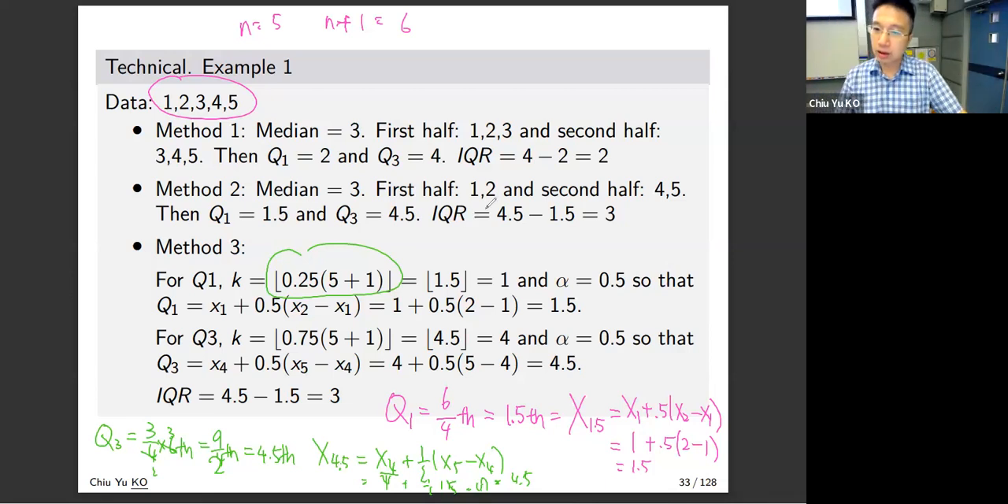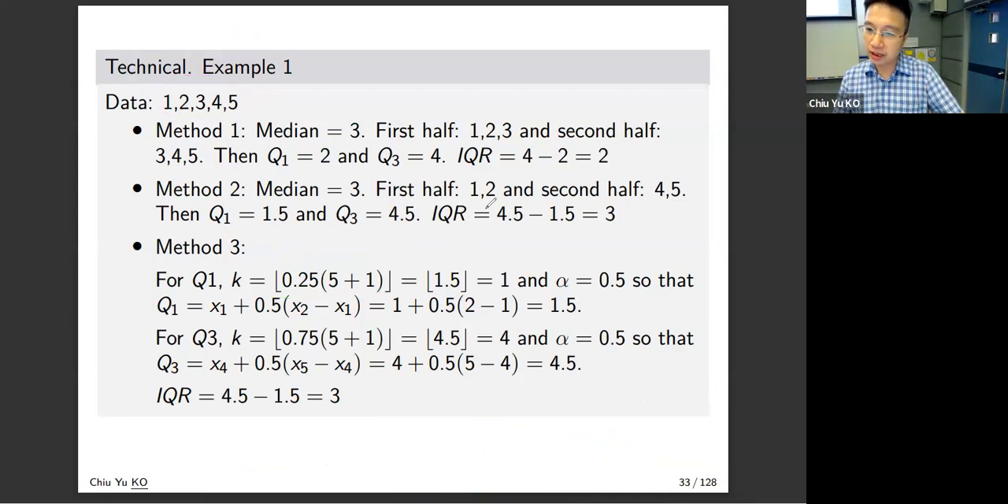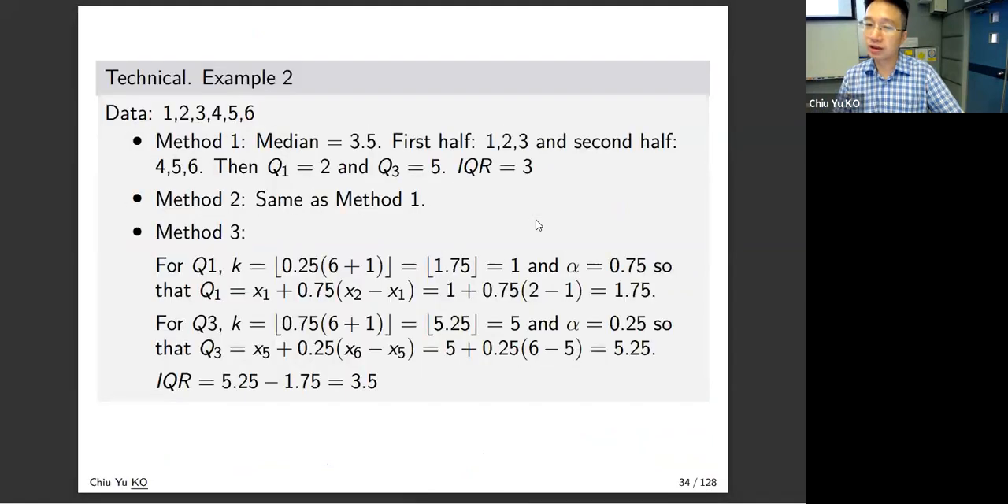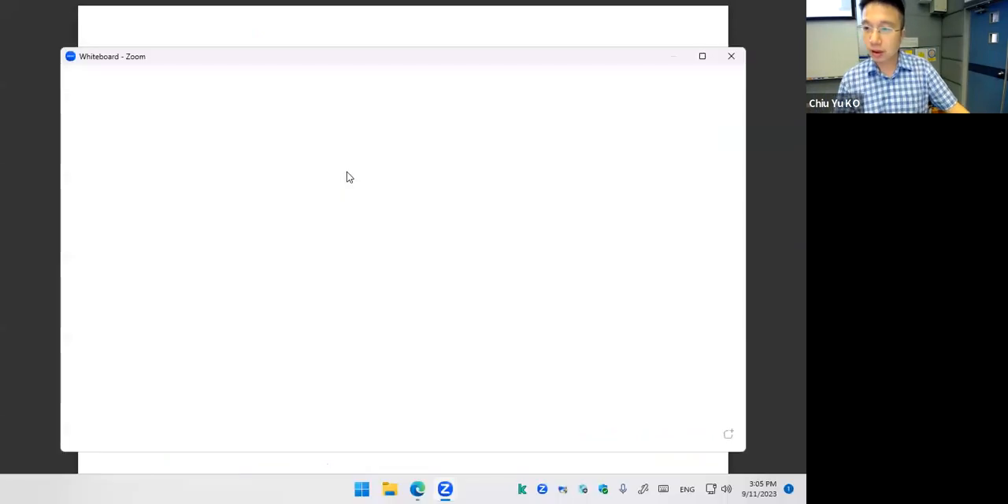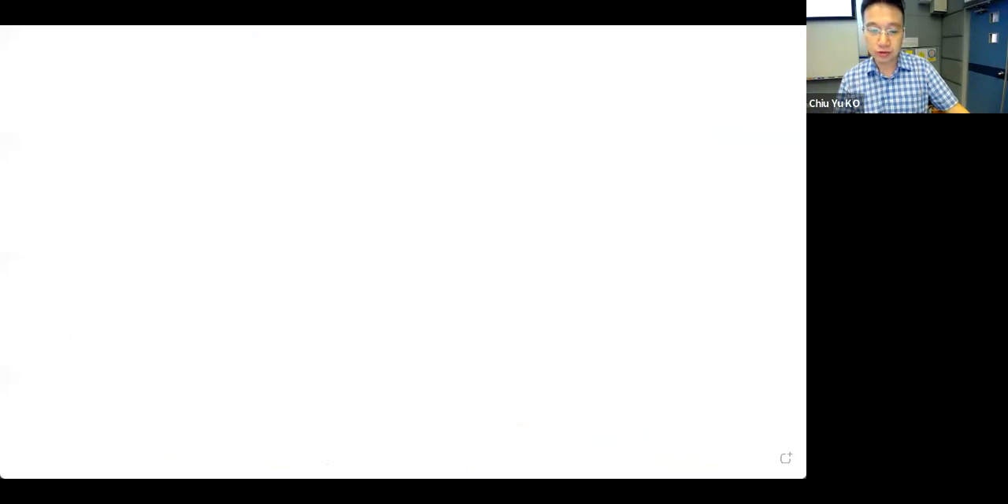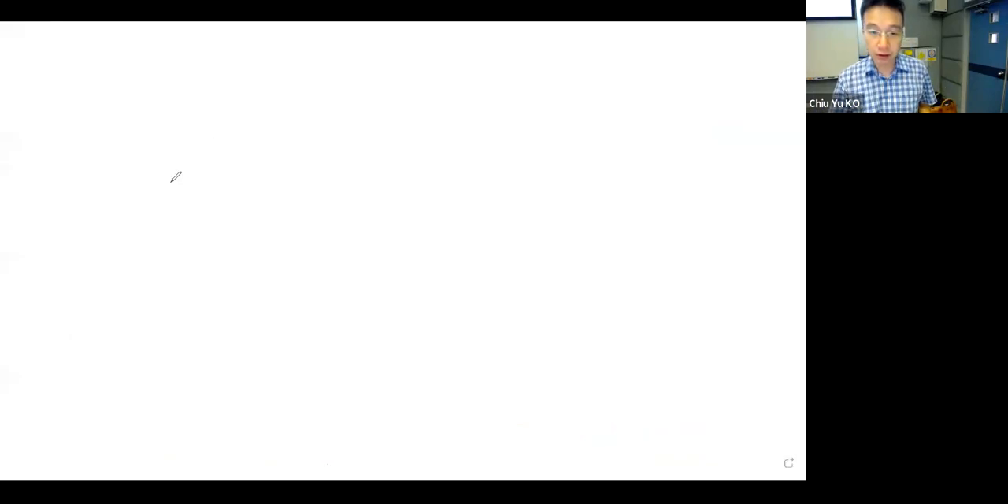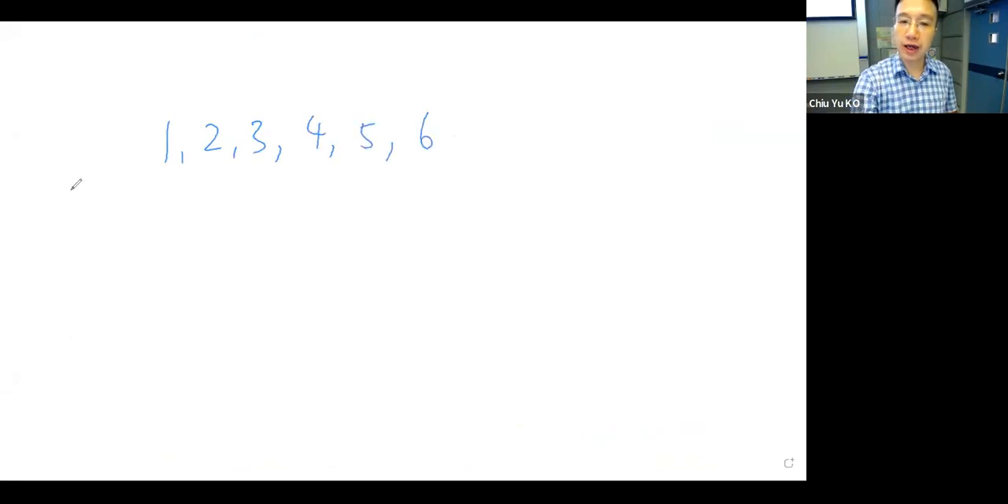Okay. Is that okay for this one? If you don't understand, I'll give you more examples. Don't worry about that. So this one, 1, 2, 3, 4, 5, 6. I think it's good to go to a whiteboard. So for that one, the data we have is 1, 2, 3, 4, 5, 6. So n is 6.